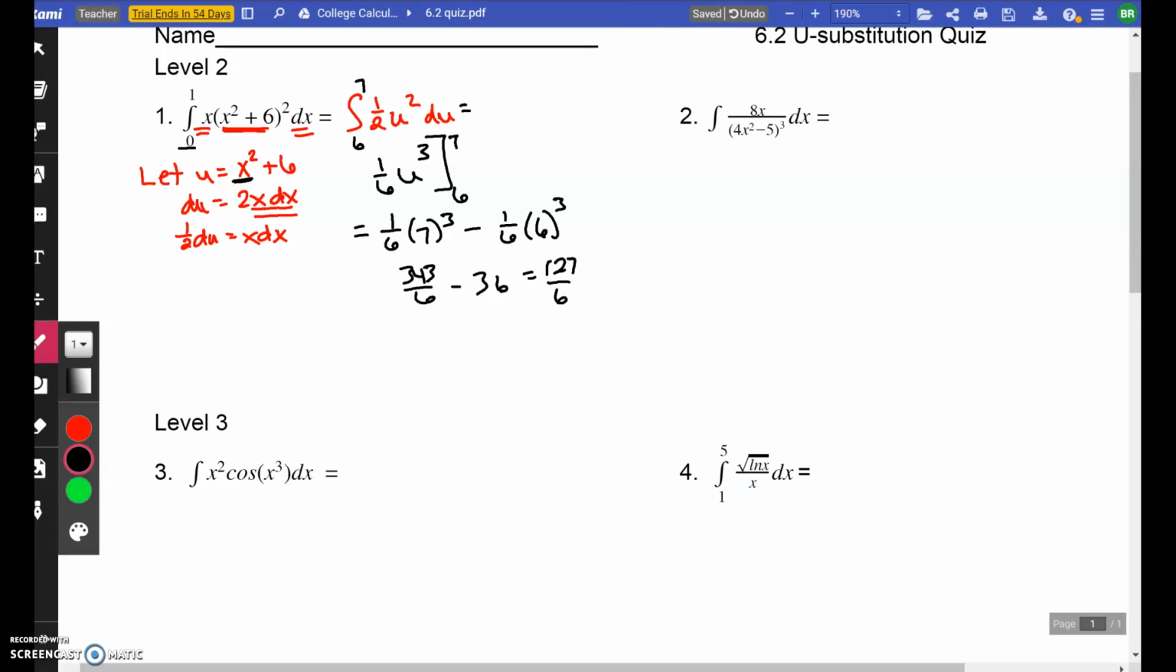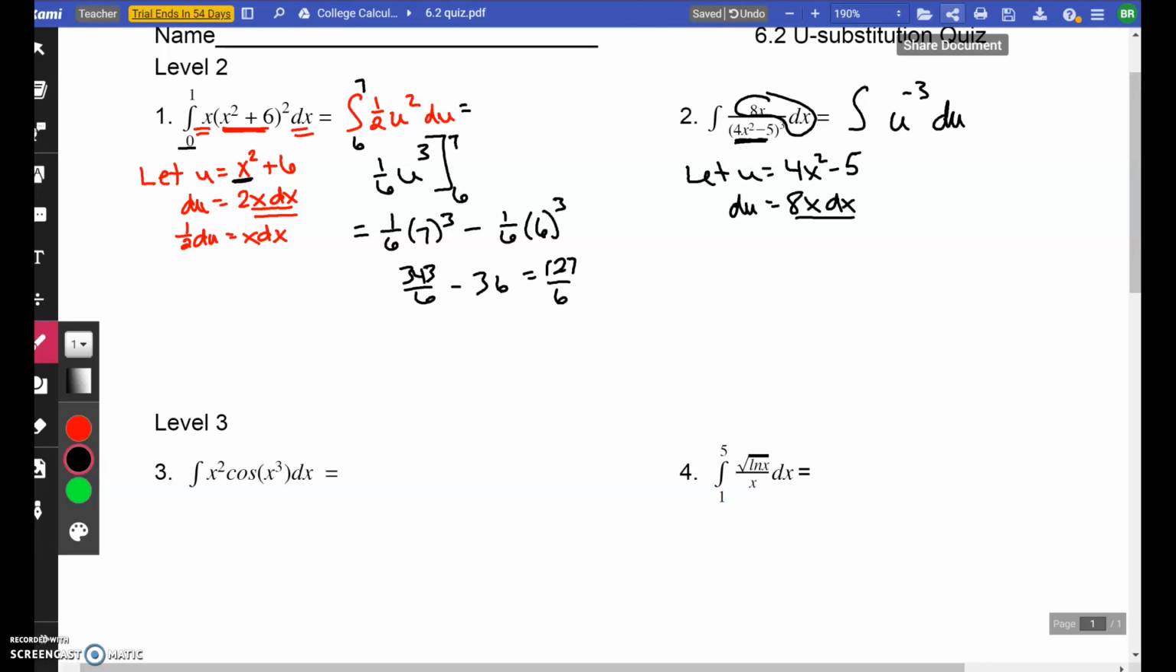Over here, the inside function would be that, so I'm going to let u equal 4x squared minus 5. So du is 8x dx, which is good because I already have that there. So that is u cubed in the denominator. When I convert it, I'm going to make it u to the -3. And I have 8x dx, that's the same as du. And now I can take the antiderivative, because that's an indefinite integral, and that's what it's asking for. So I'm going to add 1, multiply by the reciprocal, and then put a plus c.